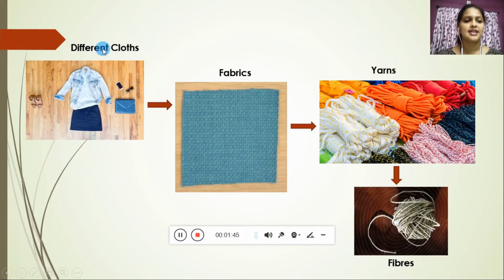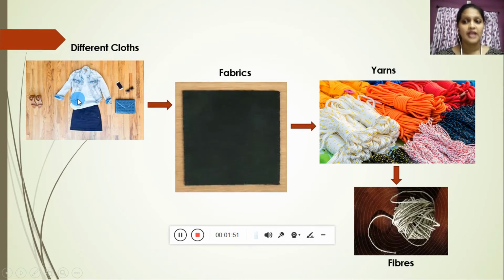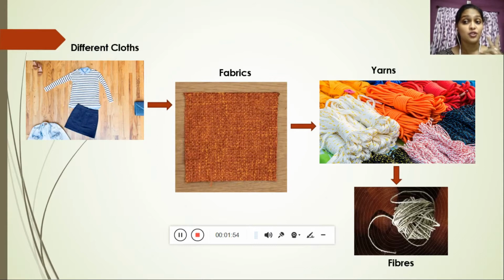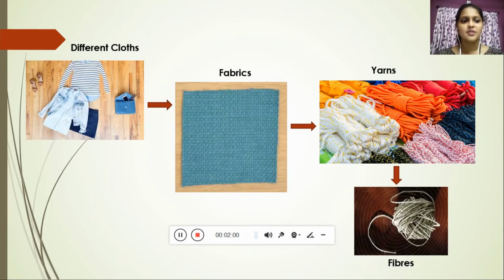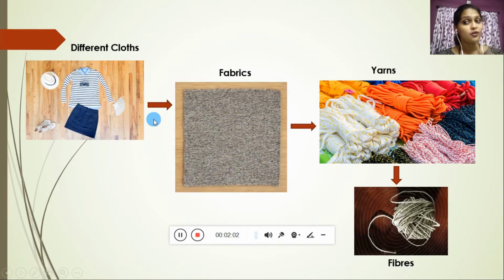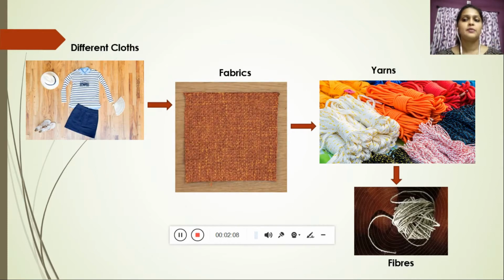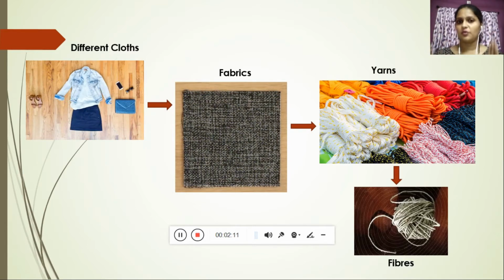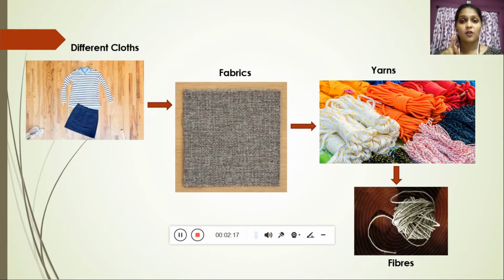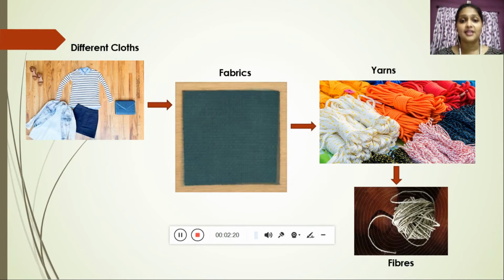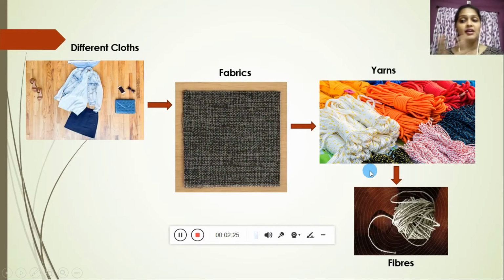Here, if I can take an example of this particular t-shirt, you have two colors, white and blue. That particular fabric is made with two yarns, white and blue. Clear? One more simple example. Suppose you have a full plain white shirt, that is made from single colored yarn, that is white yarn. Clear? So that's about fabrics and yarns.